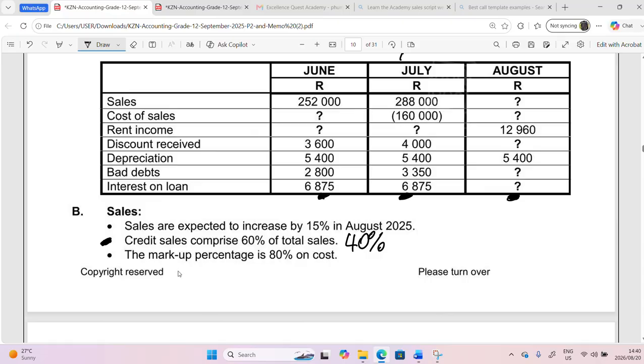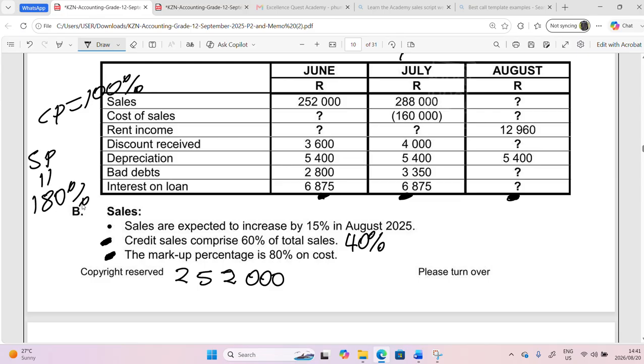Sales of how much? 252. Do we have cost of sales? No, we don't. And that is what we want. You can easily get cost of sales, guys. Remember, the last point on information B, the markup is 80%. If the markup is 80%, cost price is always 100%, and selling price will be 180%. Are we clear? If the markup was 30%, selling price will be 130%. If the markup was 40%, selling price will be 140%. But the cost price is always 100%.